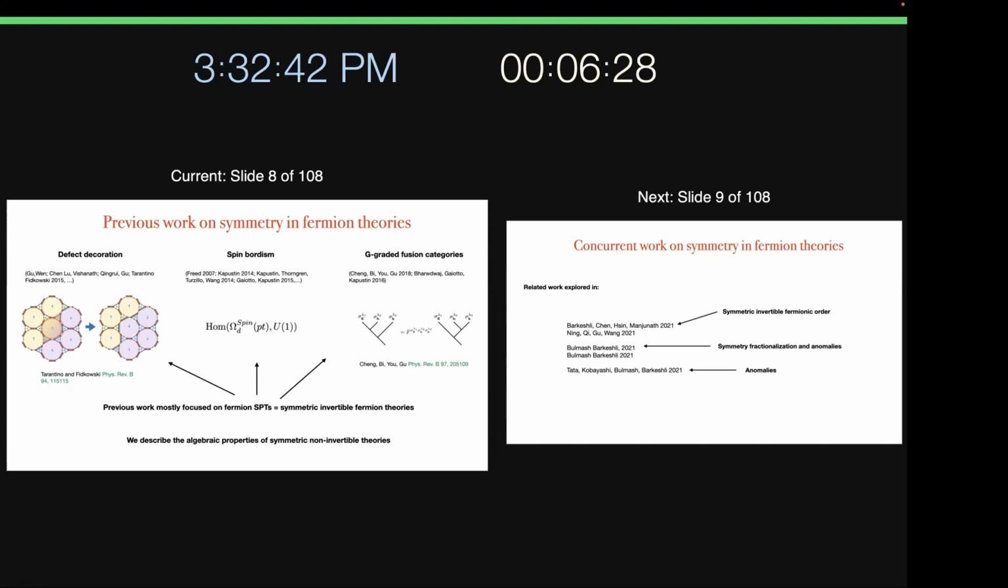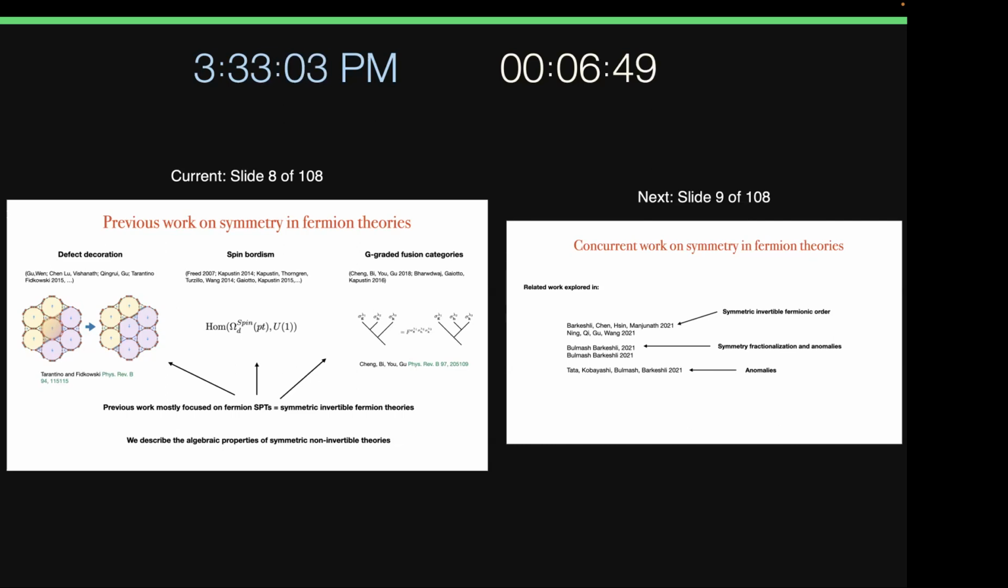Today, we're going to be taking a different approach. We won't build microscopic Hamiltonians. We won't talk about spin bordism. What we'll talk about is more similar to what's on the right side of the screen. We'll be looking at the algebraic properties of a fermionic topological order in the presence of symmetry.